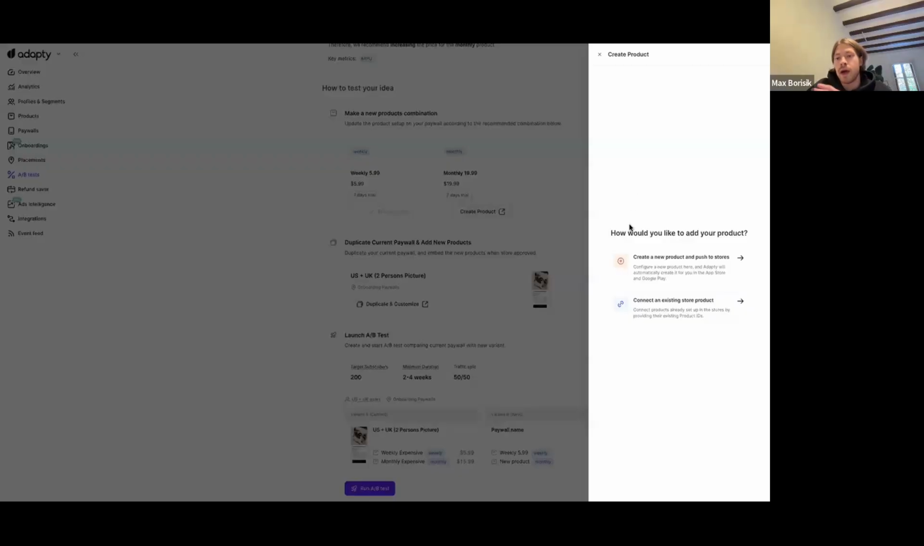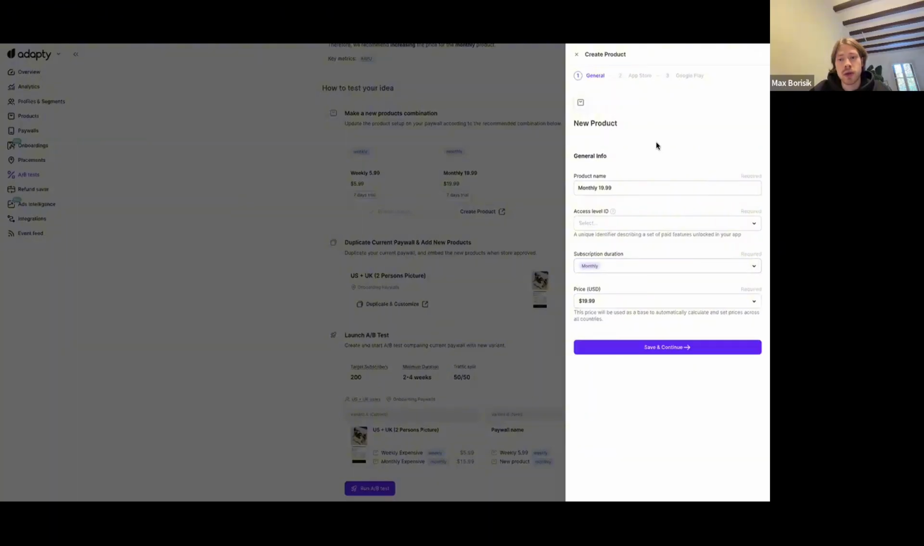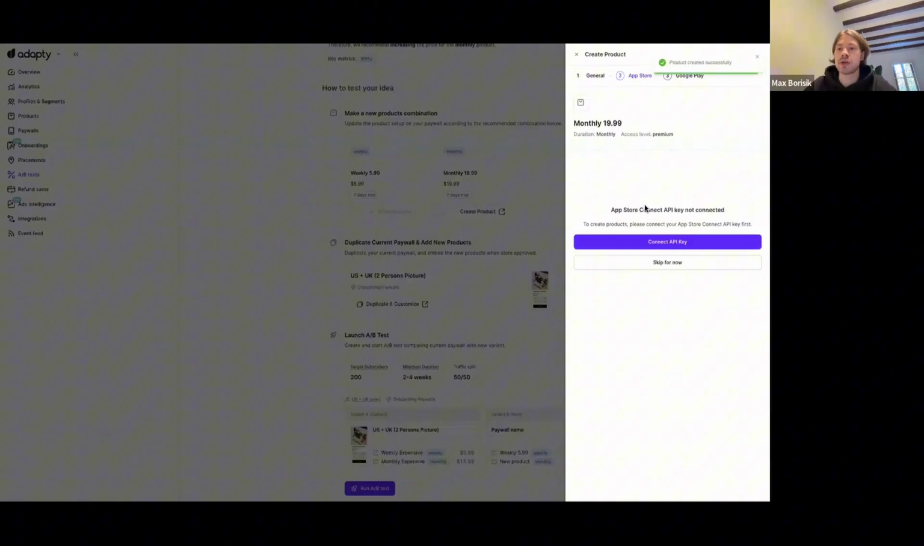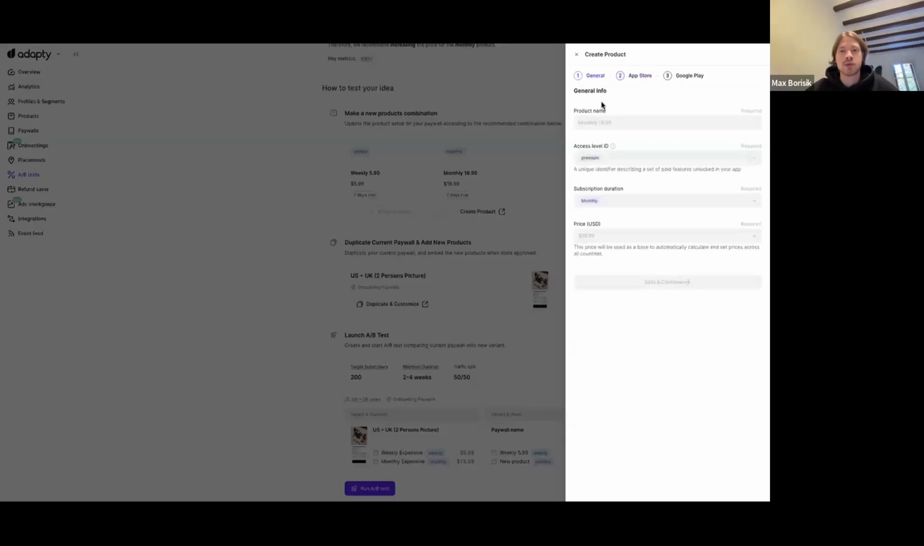And from here, straight from the Autopilot, you can create this product. We recently launched a new feature that you can now push products to stores. So from here, you can choose your access level ID, and then you can proceed. I think we can even do it. Let's try it out. And then you can proceed to the App Store tab. The demo app we have doesn't have it connected, but still, if you have the App Store Connect API key connected, then you can push this product straight to App Store Connect without going there, creating it manually, and then adding it back to Adapty. So now it's super streamlined.